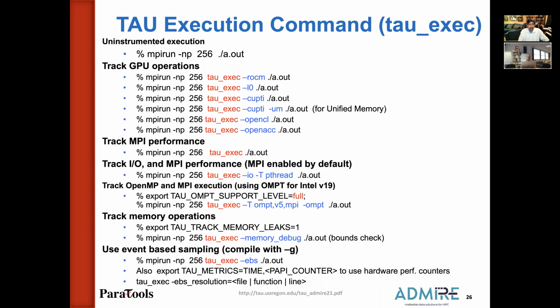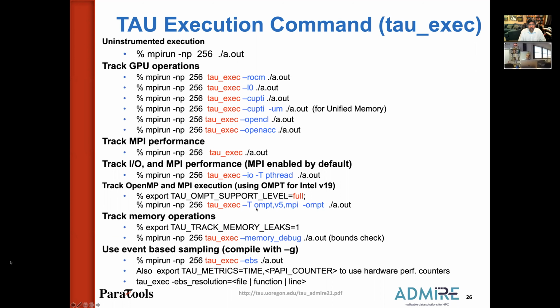And because TAU can be configured with different runtimes, you can pick a tag with a -T parameter. So you could say -T pthread if your IO library, such as ADIOS2 or HDF5, uses threads internally. Then you could use TAU's pthread configuration and then use the tag of pthread. Or you can specify a full set of tags.